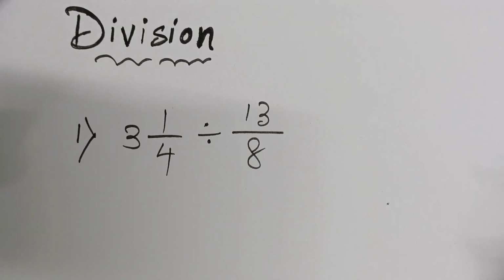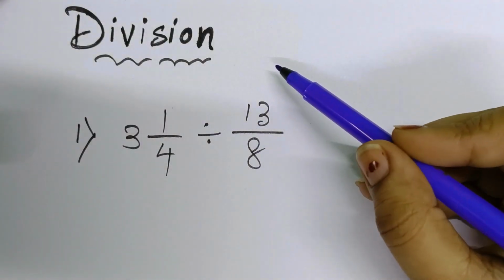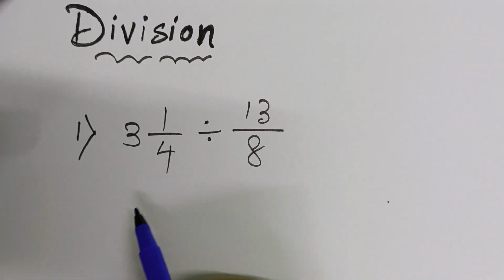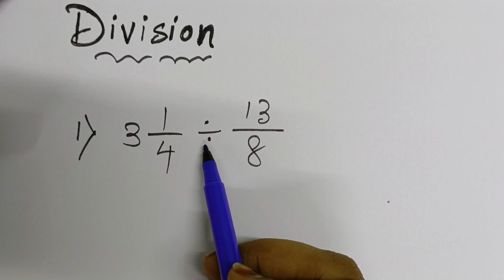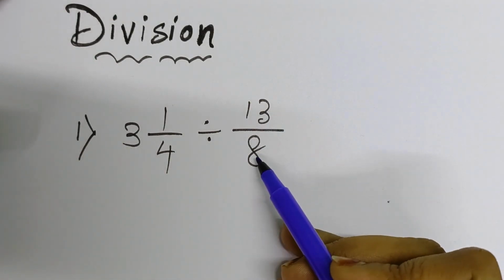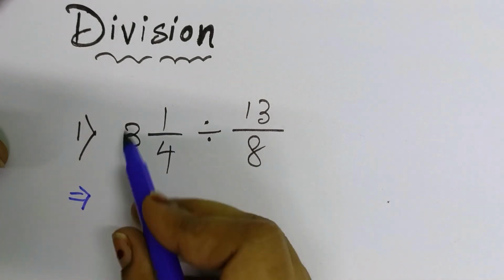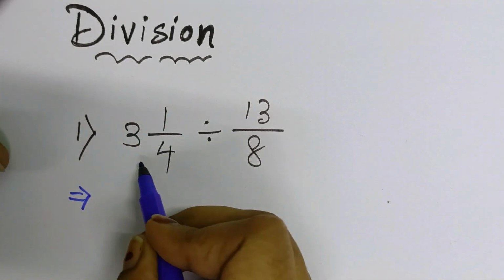I am here with my new topic, that is division of fractions. Okay, so let's start doing this. So our sum is 3 1 by 4 divided by 13 by 8. Firstly, we have to convert this fraction into improper.